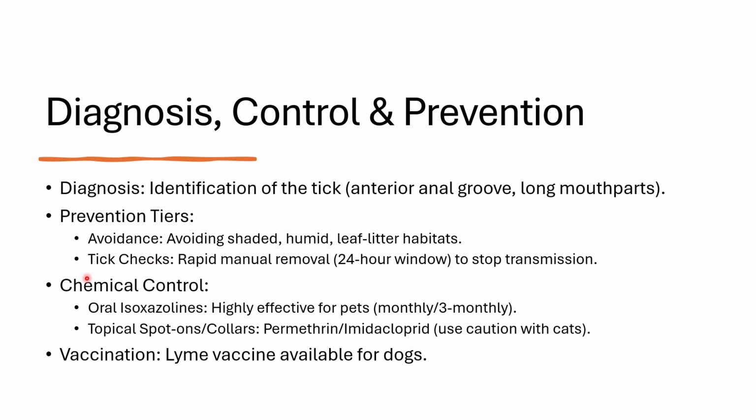For the chemical control, we can use oral isoxazolines. These are preventative or therapeutic, and highly effective for pets, given monthly or every 3 months. Examples of oral isoxazolines are fluralaner and afoxolaner. We also have the topical spot-ons or collars, the permethrins and imidacloprid, but they should be used with caution around cats since these are toxic to cats. For vaccination, Lyme vaccines are available for dogs.